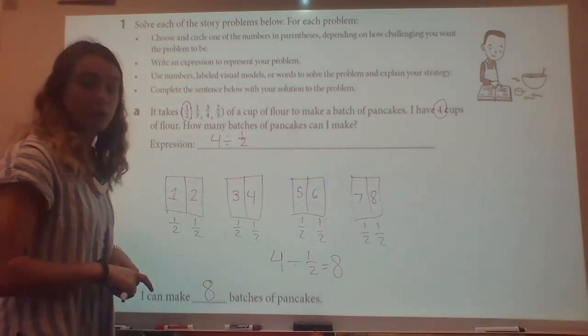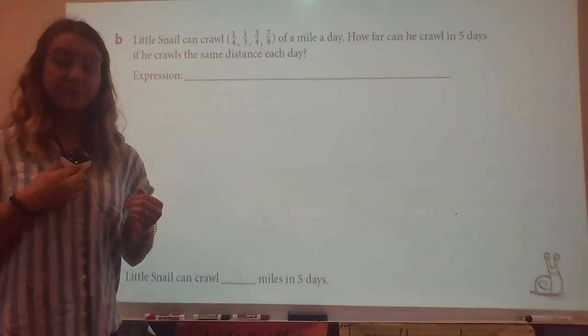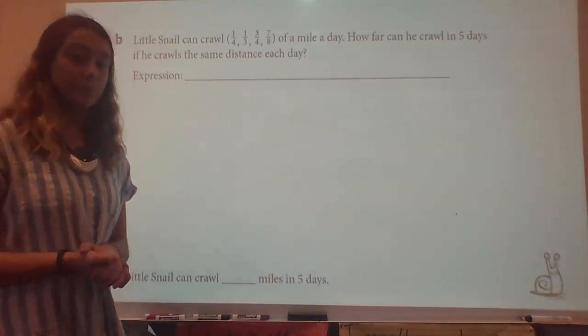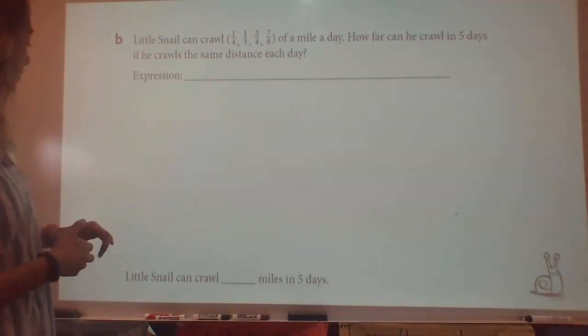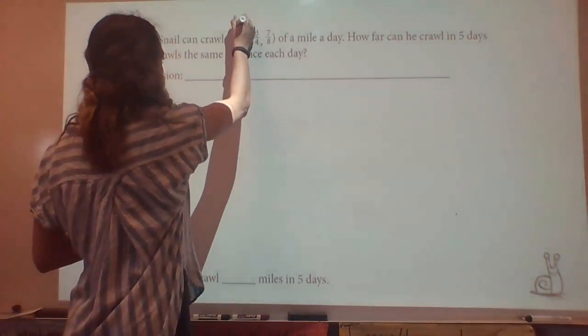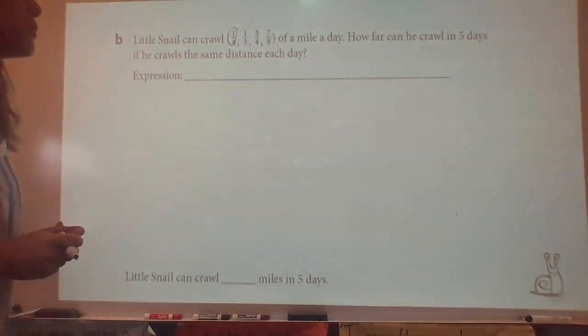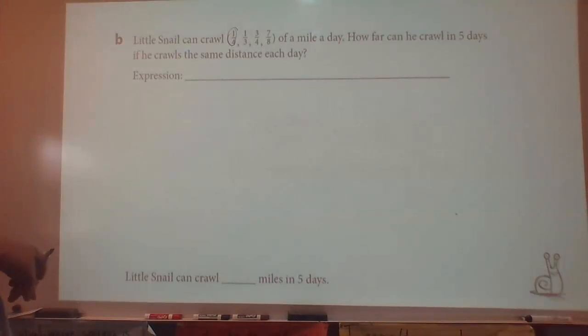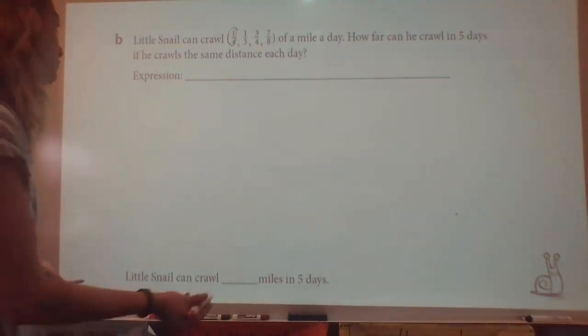All right, let's go on to our next one. Our next problem, B, says little snail can crawl, and we're going to pick 1/4 of a mile a day. How far can he crawl in 5 days, if he crawls the same distance each day? So he's crawling 1/4 of a mile each day for 5 days. That means I need to figure out how much 5 1/4s are. And when I say it that way, I know that that's 5 times 1/4.